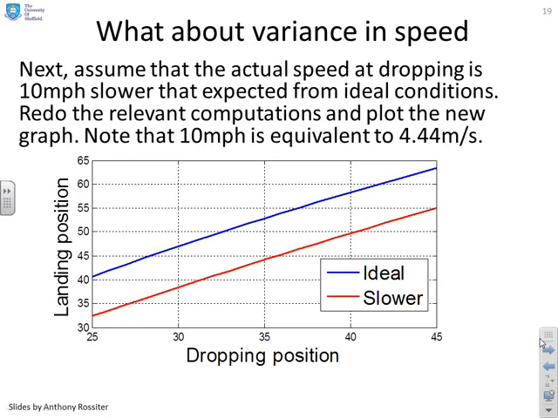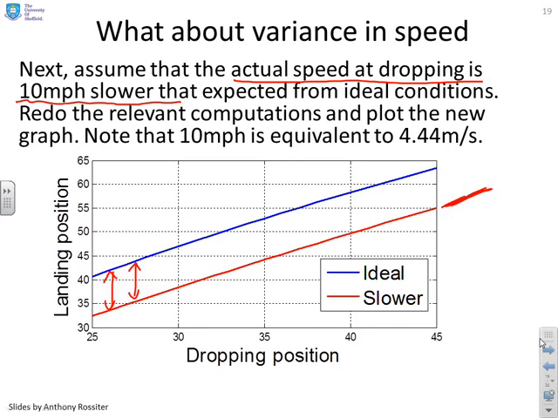However, if you look back in the question, you'll see we said the actual speed at dropping could be 10 miles an hour slower than that expected from using ideal physics, because you'll get some variability due to the rider and other things. And so I've plotted a second line here, this red line, which is what you get if you assume that the velocity when you drop is 10 miles an hour slower, which is 4.44 meters per second. And you'll see you've got a different line. And so within this line, you've got the variability in what might happen with different riders.